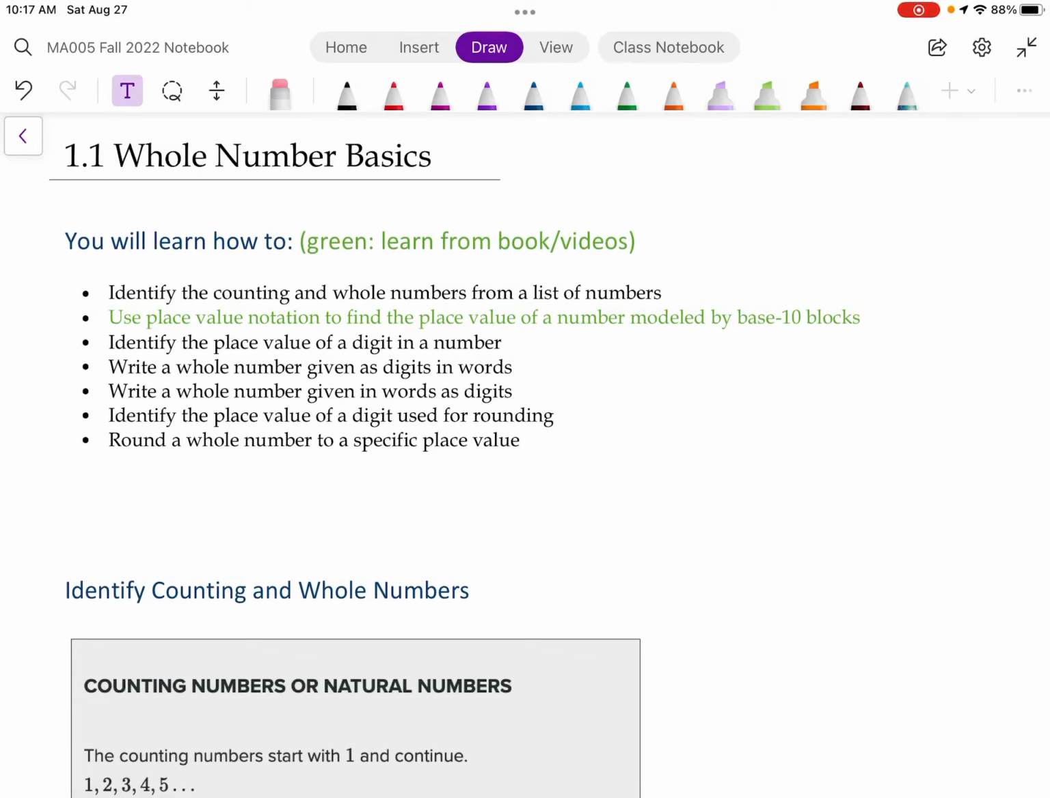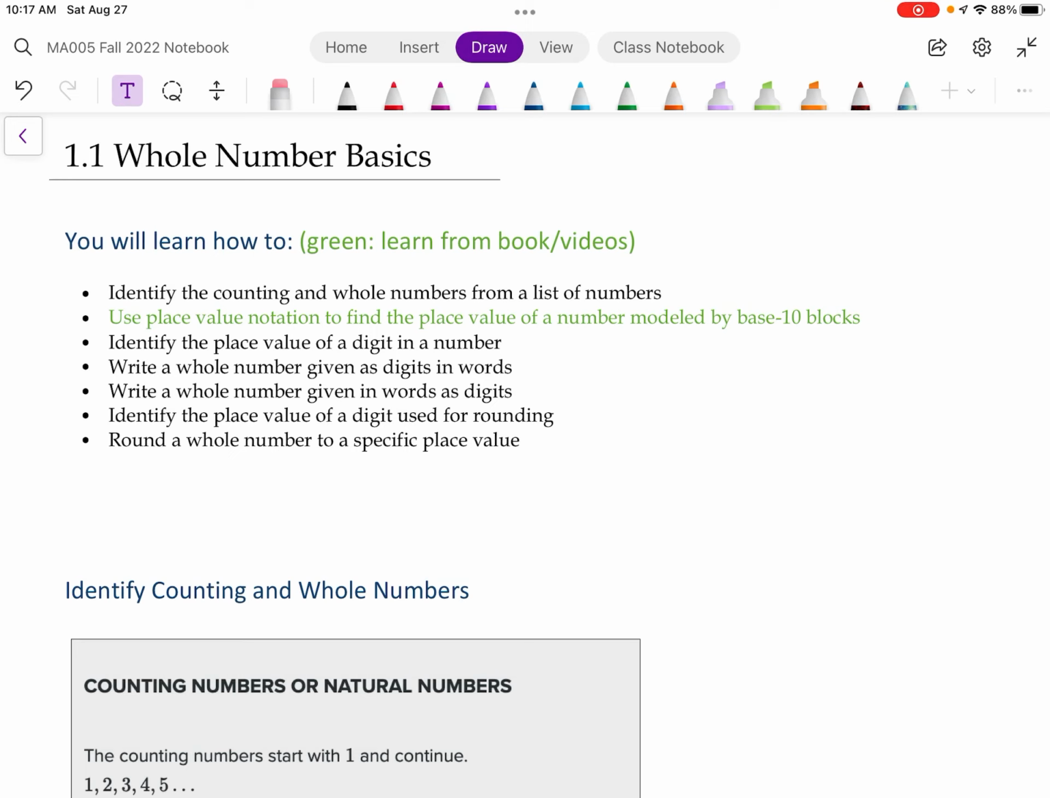Hi there, this is Professor Eckhouse, and I'm going to be talking about the first section in pre-algebra for college level students called Whole Number Basics. There are some things in here which I'm sure you know and some things you may not remember, especially some of the vocabulary. So try to stick it out to the end if you can.